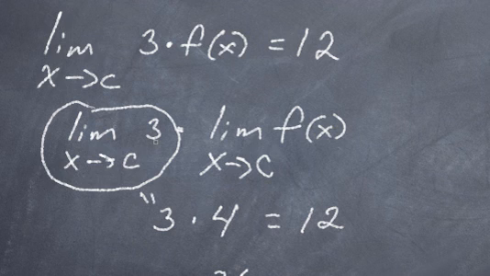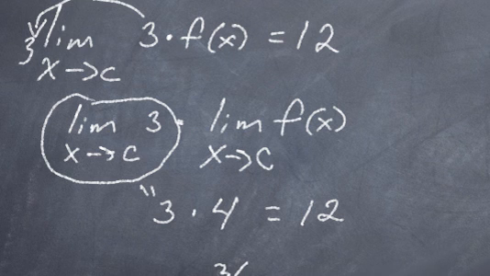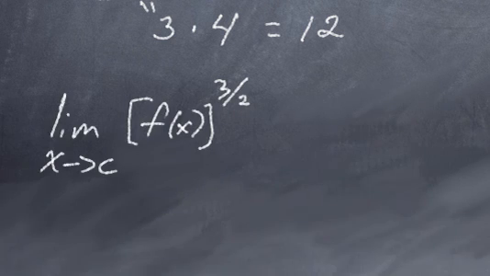Now this is the long way around of doing this, but what we could do is just take this 3 and move it right out here in the front and get it out of the way if we wanted to, and a lot of times that's what people do. But I just want to show you that when functions are multiplied together, we can break them up into separate limits.